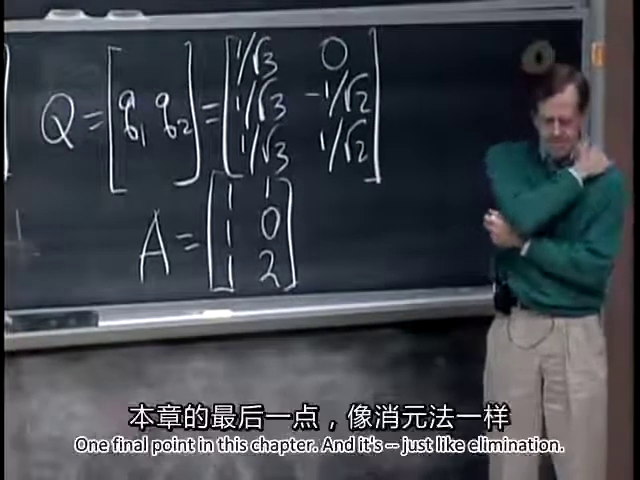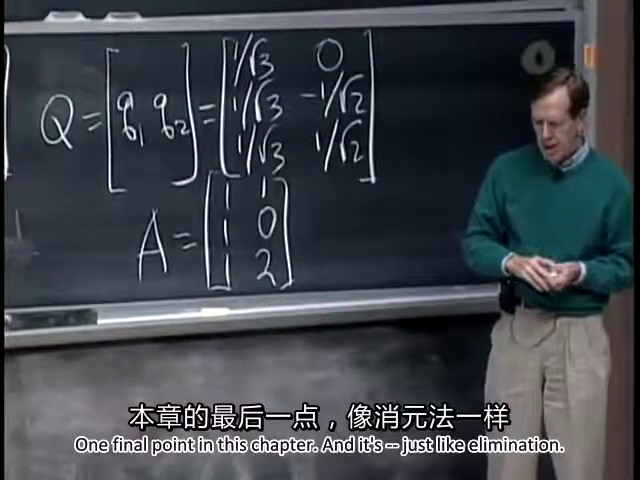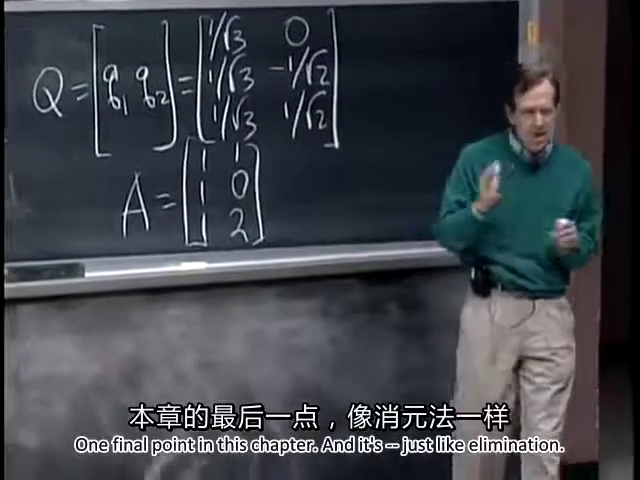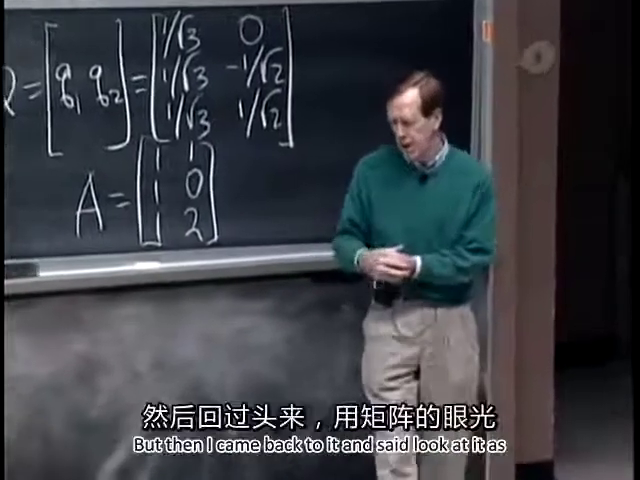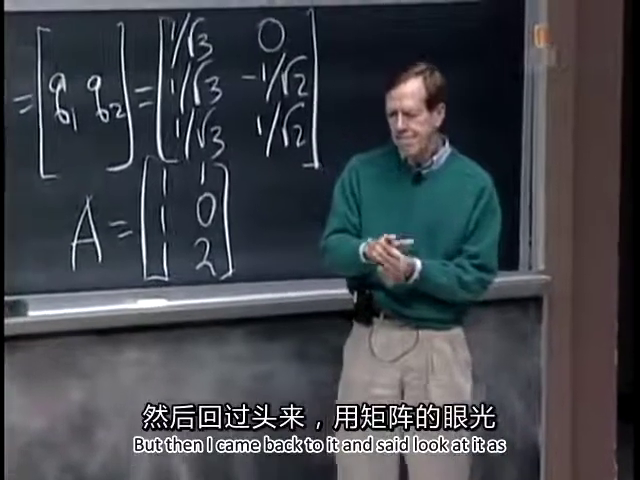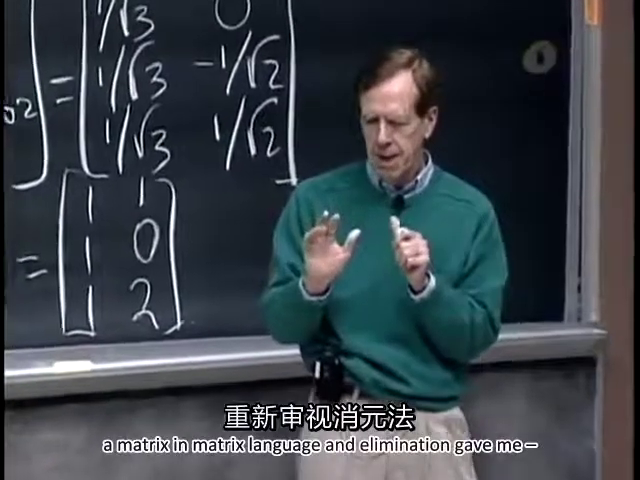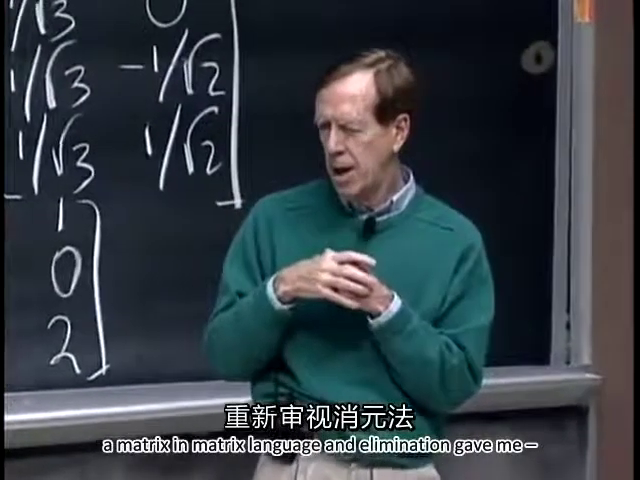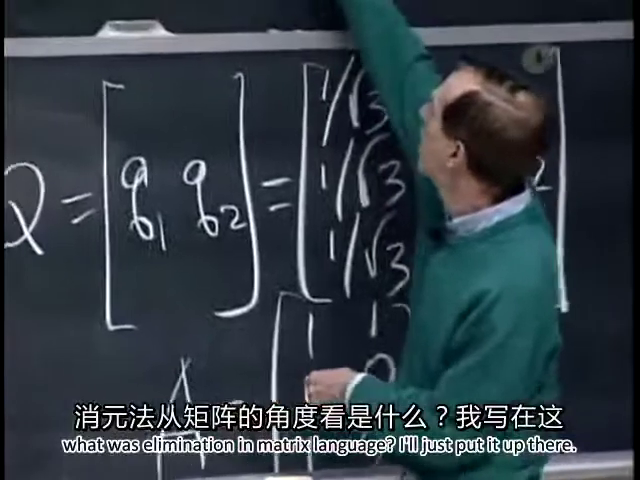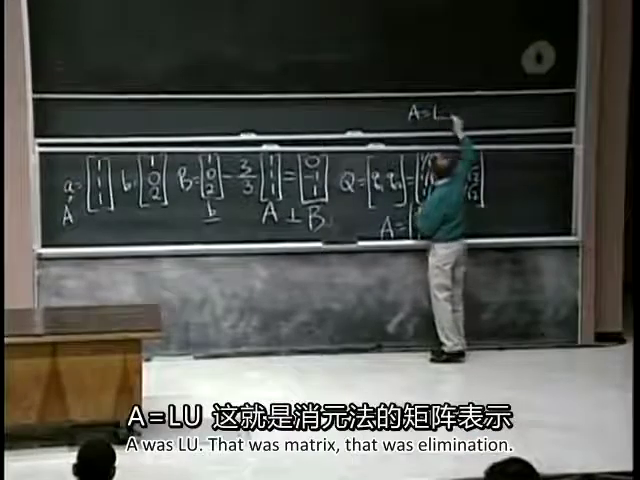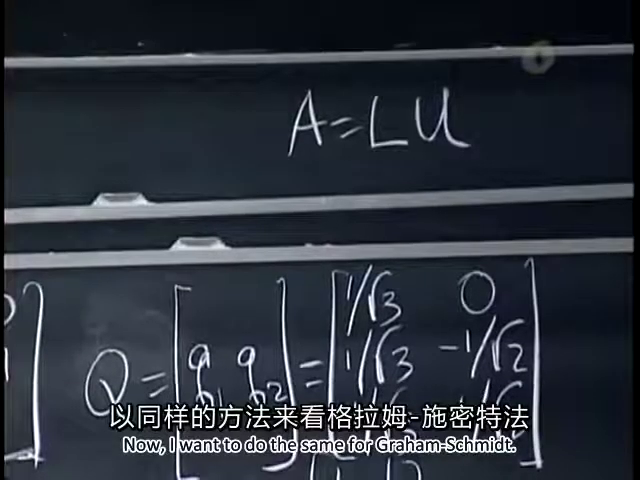One final point. One final point in this chapter. And it's just like elimination. We learn how to do elimination. We know all the steps. We can do it. But then I came back to it and said, look at it as a matrix in matrix language. And what was elimination in matrix language? I'll just put it up there. A was LU. That was elimination. Now, I want to do the same for Gram-Schmidt.